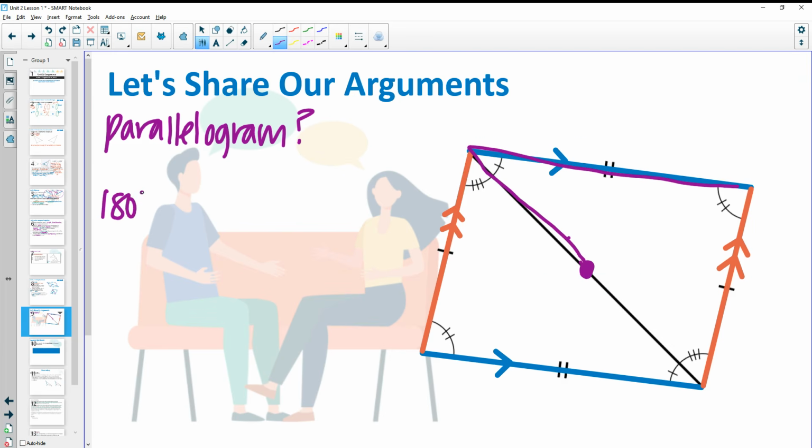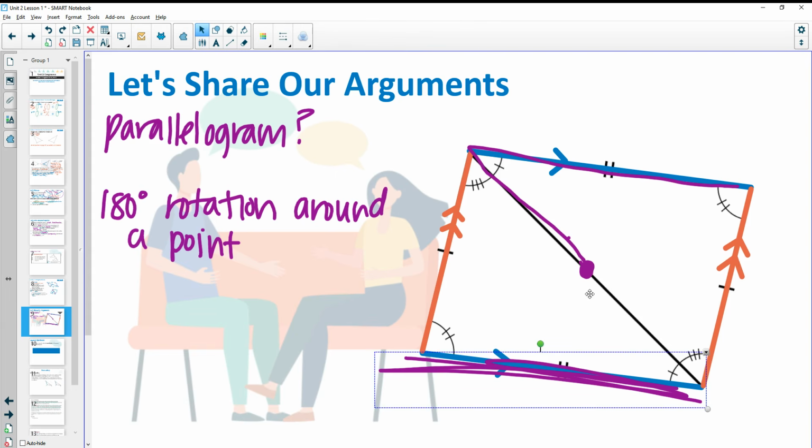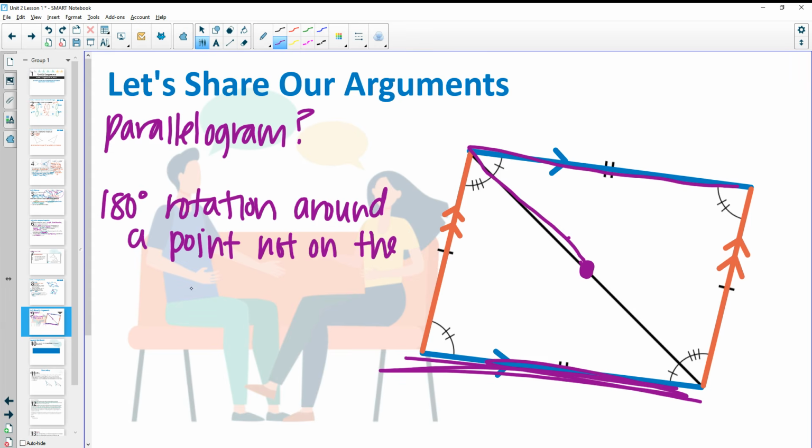So a 180-degree rotation around a point not on the line, okay? That purple point is not on this line. So when we rotate around it, it creates this parallel line, okay? Another line that's parallel. So a 180-degree rotation around a point not on the line creates a parallel line.